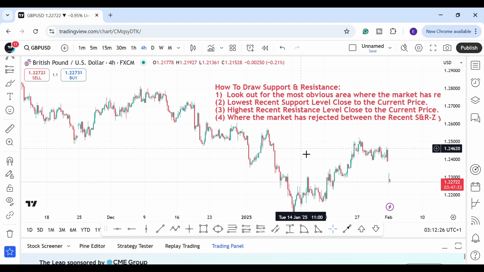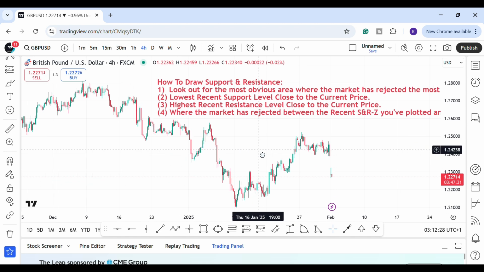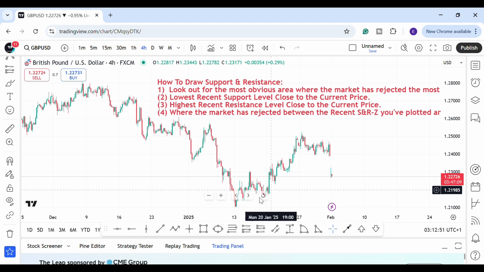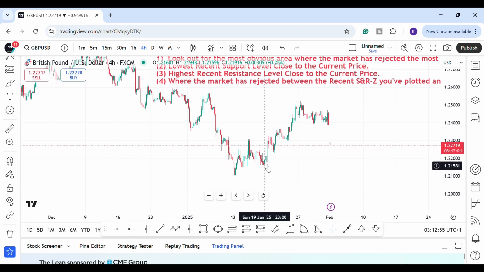Now, where is price currently at? This is where price is currently at. You can see the current price. Now let's look for our current support level, where price has rejected multiple times. This is it. You see, when price gets here, price rejects multiple times within this zone.